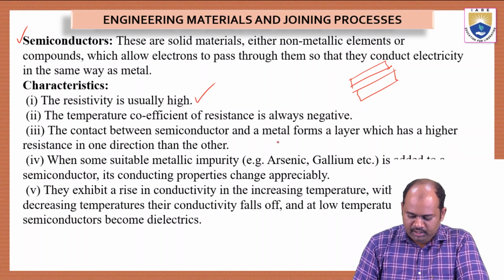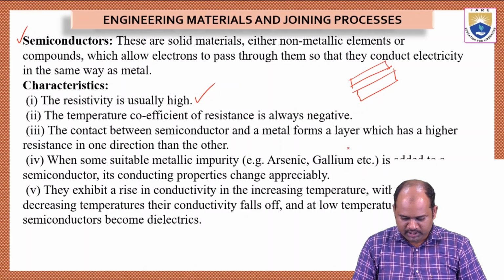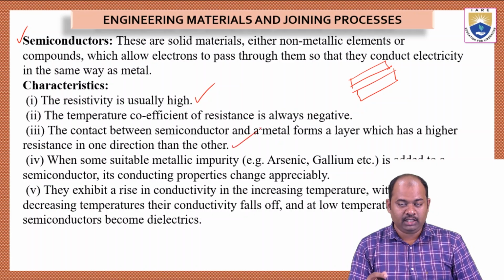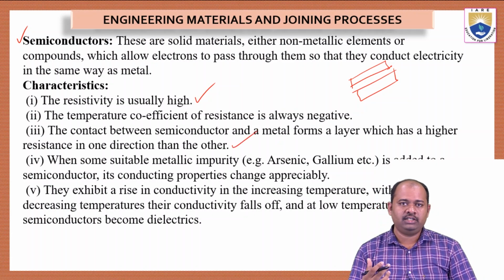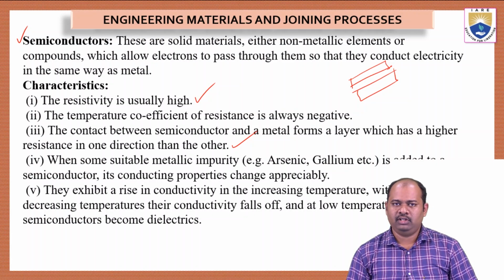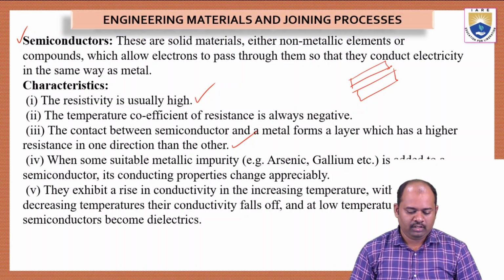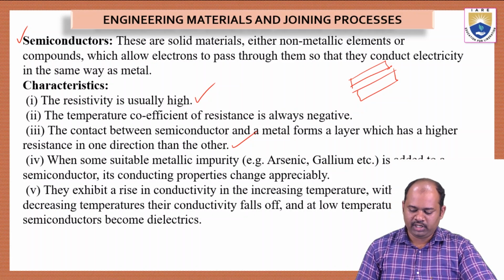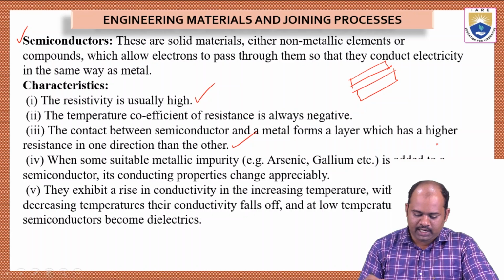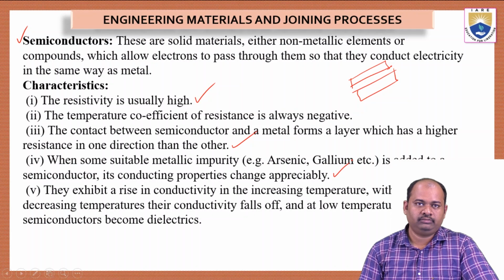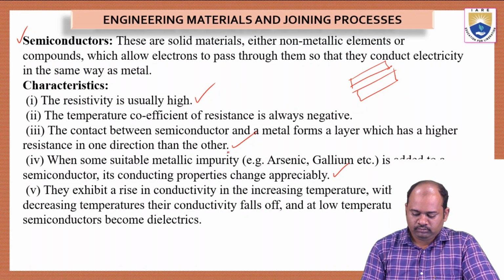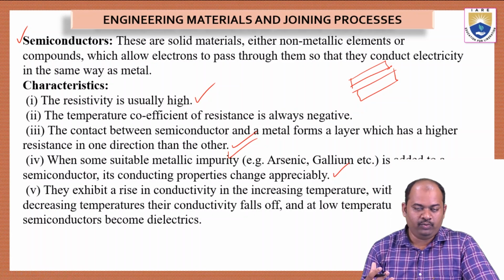The contact between a semiconductor and a metal forms a layer which has higher resistance in one direction than the other. In one direction, it will have higher resistance. In the other direction, it will have low resistance. It depends on the type of semiconductor we have designed. When some suitable metallic impurity, arsenic, gallium, etc., is added to a semiconductor, its conducting properties change appreciably. Metallic impurities are added so that the semiconducting properties will be improved.